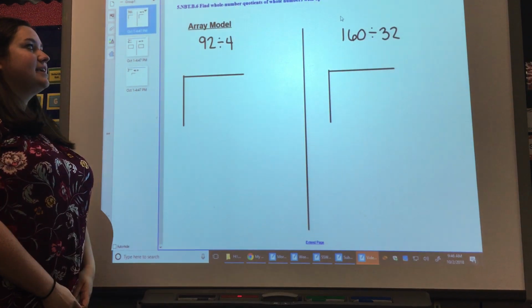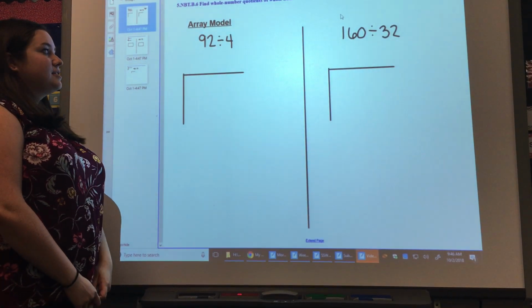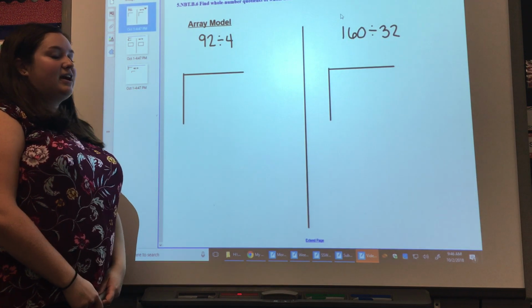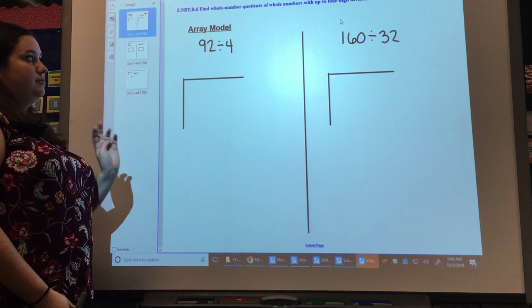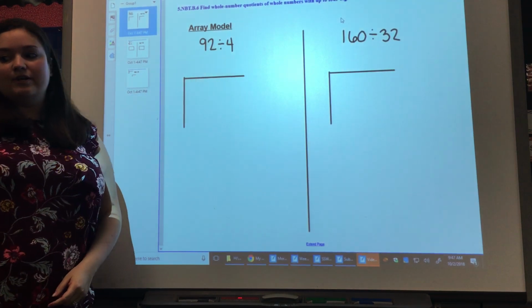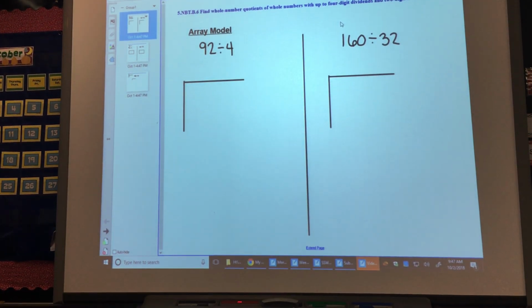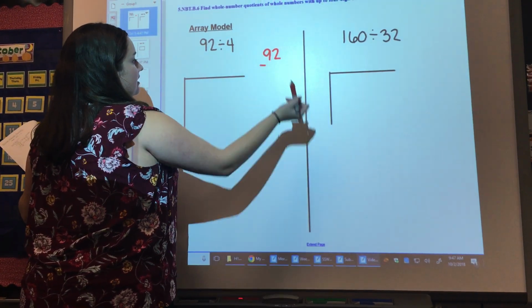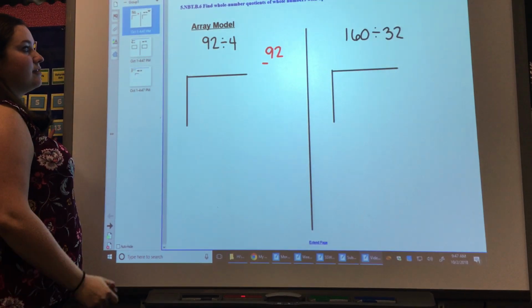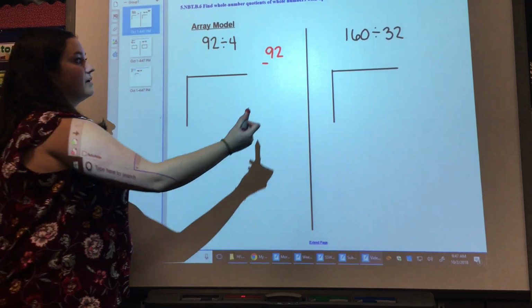The first one is 92 divided by 4. So the idea behind this is that you're trying to find out 4 groups of what get you to 92. So you're going to start with 92 on the side, and you're going to subtract out 4 groups of something.